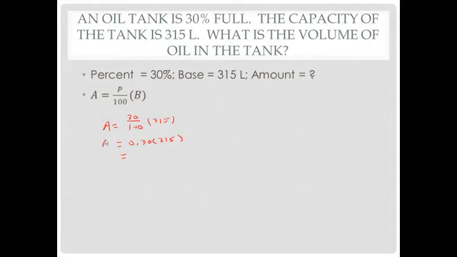And then that gives us 0.30 times 315. And then when I multiply that, I should get 94.5 liters. So the amount that's in the tank when it's 30% full is 94.5 liters.